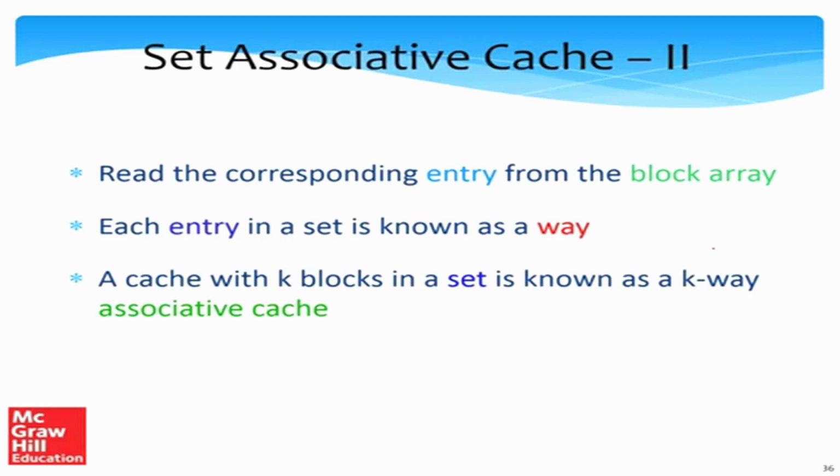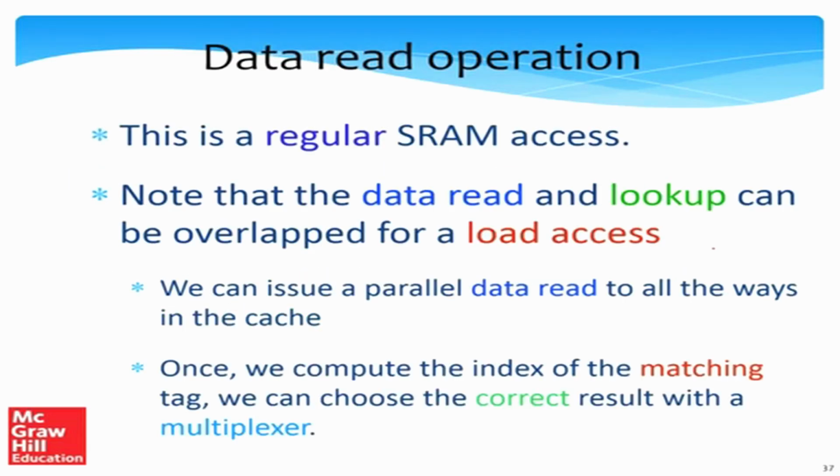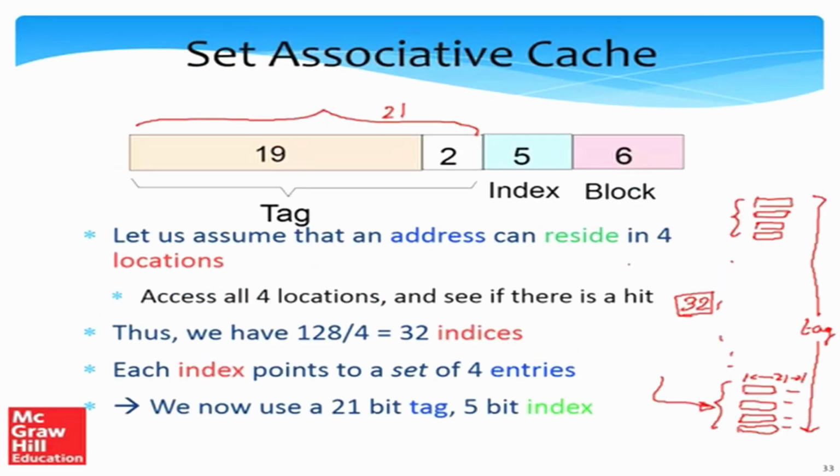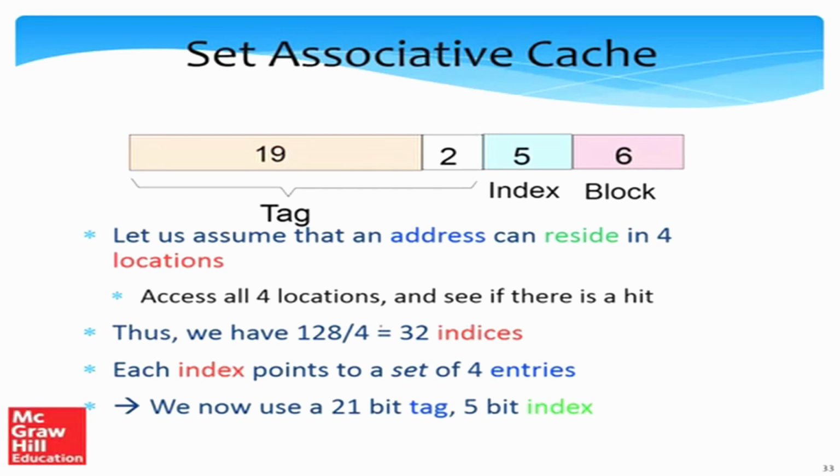Furthermore, each entry in a set is known as a way. And if there are k blocks in a set, it's called a k-way set associative cache. So before I go into the data read operation, I would like to look at this particular figure once again. And the best way to look is to erase what we had written earlier.